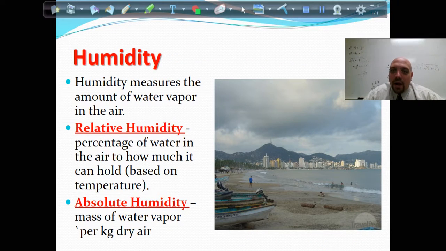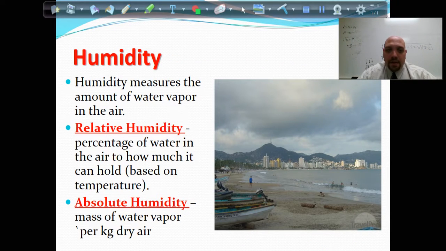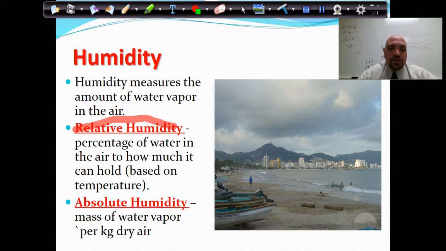Okay? So we'll talk about humidity, something that you're familiar with. Now, the key with humidity is to remember that humidity can mean two different things. There's two kinds of humidity. Relative, which says, how much water vapor is in the air compared to how much it can hold. So we can have the same relative humidity when it's hot and cold, but we'll have different amounts of actual water in the air, which we call absolute humidity, which actually measures the mass of that water.